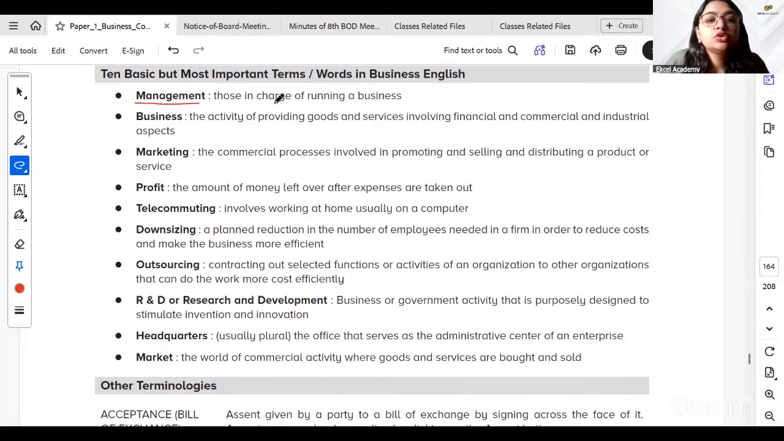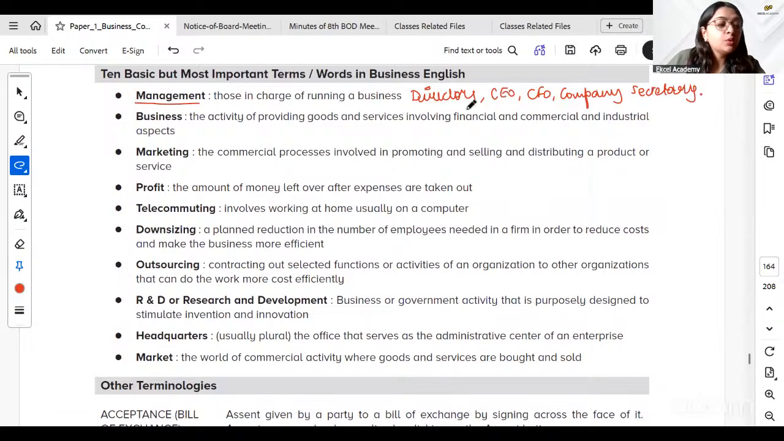Management, that is those who are in charge of running a business, right? Your management. So it could be your directors. Okay, it could be your chief executive officer, your chief financial officer, your company secretary. All of these come under the management of the company, right? So these are the ones who are responsible for running of your business.